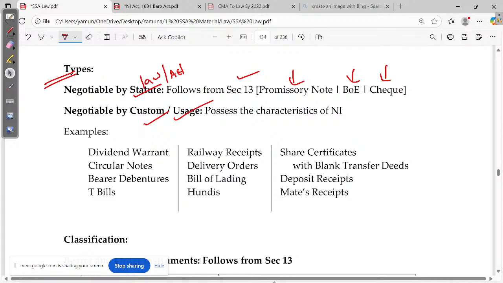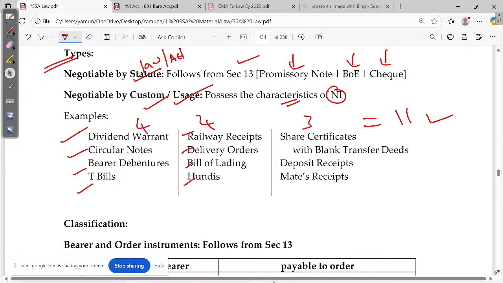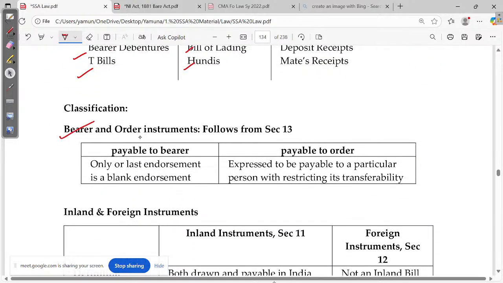By custom or usage, which means not actually mentioned in the act, but it possesses the characteristics as we discussed earlier in the table. It possesses the characteristics of a negotiable instrument. So all these examples we have, we can take it as granted as negotiable instruments. Okay, we have another 4, 4, and over 3. So totally we have 11 different examples. You can take it for granted. Classification based on bearer and order. Already we have discussed this one. I'm not going line by line.